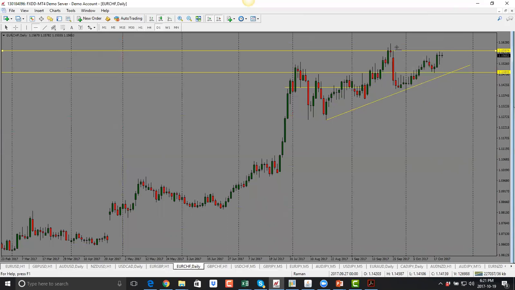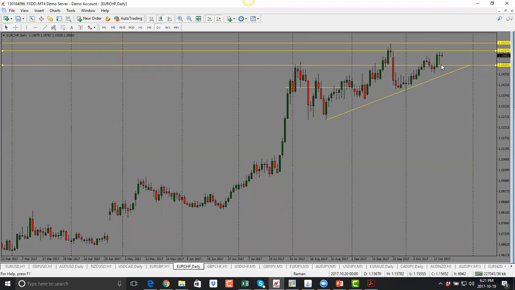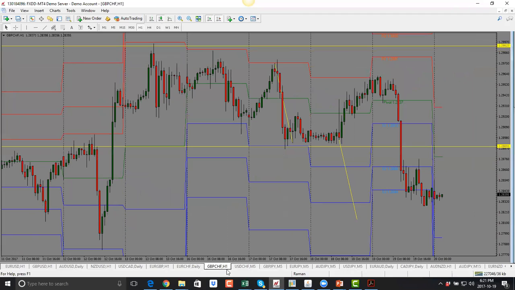If it doesn't break above that, then we are looking for a move to the downside, and the target in that case would be this right here, 1.1520 level. But if it breaks above 1580, then the next target is 1620, which is a pretty important high over here. And in that case, we would be looking for a double top type of opportunity, but not yet.